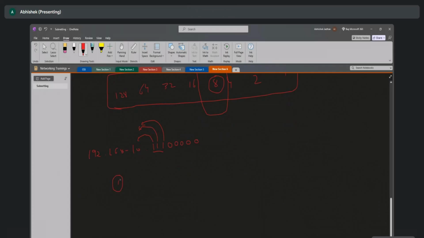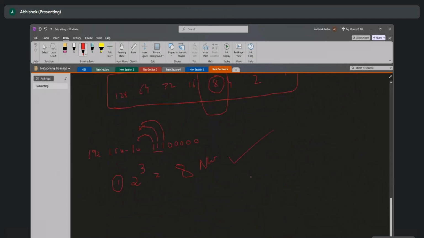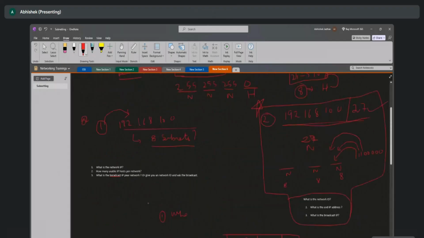So now by the first formula, we said that the number of networks will be 2 to the power of borrowed network bits, right? It is 2 to the power of 3, and we are creating 8 subnets, eight, right? So 8 subnets we are creating, and that is what our question also was. So we have succeeded in our job. That is just 10% of the job we have done as of now. We have further questions: what is the network IP, how many usable hosts are there, and what is the broadcast IP.